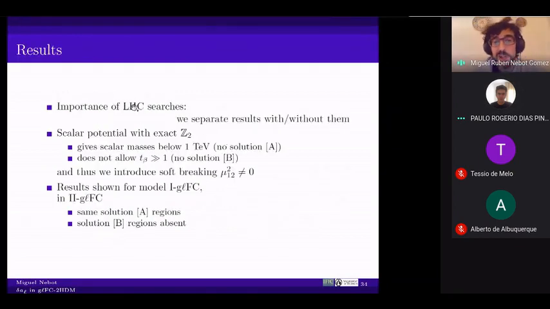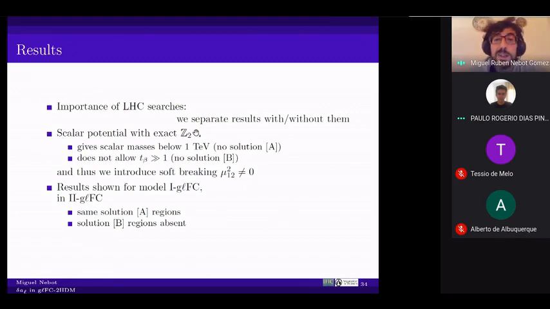So I will show some results in which, just to stress the importance that the LHC searches have, I will show together the regions that you have when you do not impose them, and the final ones in which you have imposed them.